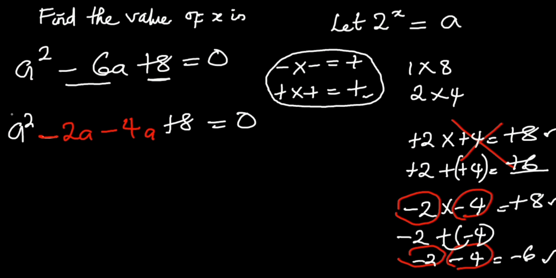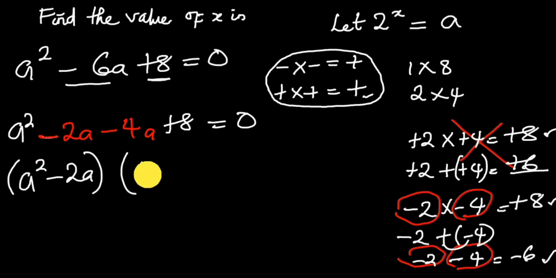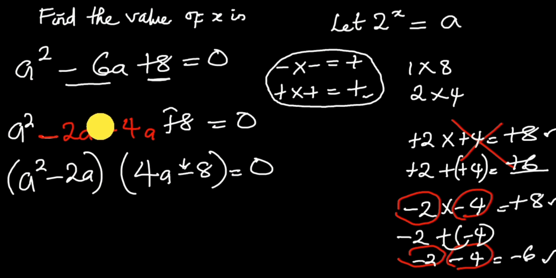Now by grouping, we're going to put these two terms in individual brackets. So, putting in a bracket now, a squared minus 2a, bracket, 4a minus 8. Now you notice that the sign here was positive, and putting it in a bracket, it has changed to negative. What's the reason for that? It is because of the minus sign in front of 4a.